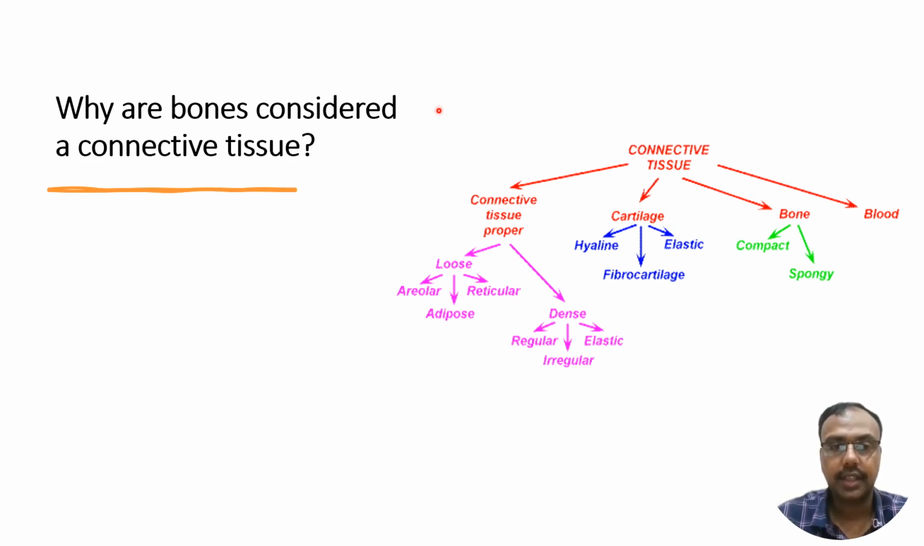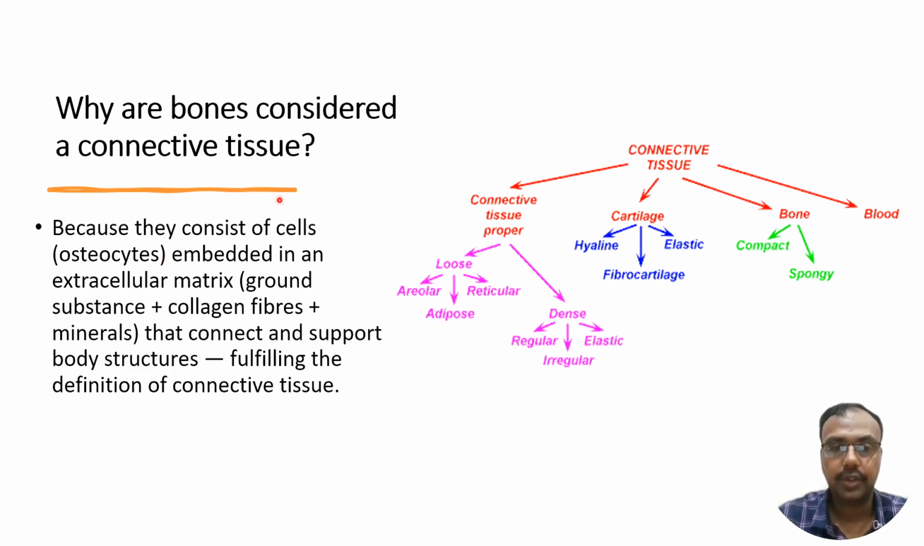Why are bones considered as a connective tissue? Because they consist of cells, that is osteocyte, osteoclast, and so on and so forth. They are embedded in an extracellular matrix, which consists of ground substance, collagen fibers, deposited with minerals that connect, support the body structures, fulfilling the definition of connective tissue. So cartilage and bone, blood, all these are connective tissue. These can be called as specialized connective tissue.